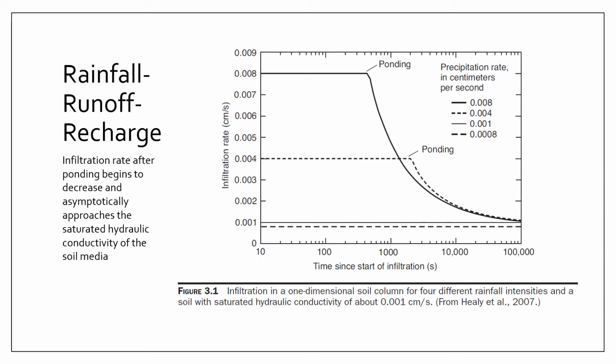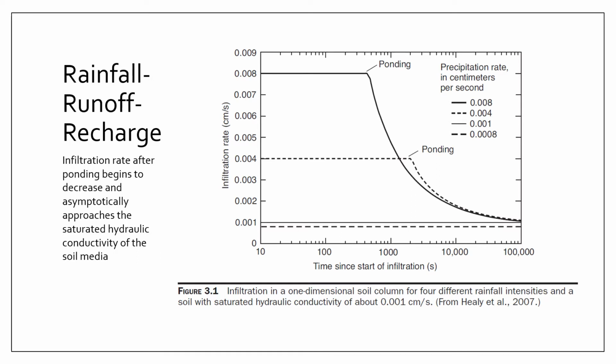Okay, and we also have four precipitation rates here. The solid line is representing 0.008 centimeters per second of rainfall, and then you have a small dashed line here which shows 0.004 centimeters per second, and then you have a straight line here which represents 0.001 centimeters per second, and finally you have a slightly bigger dash which represents 0.0008 centimeters per second. All right, note that this plot is taken from a soil column which has a soil with a saturated hydraulic conductivity of about 0.001 centimeters per second.